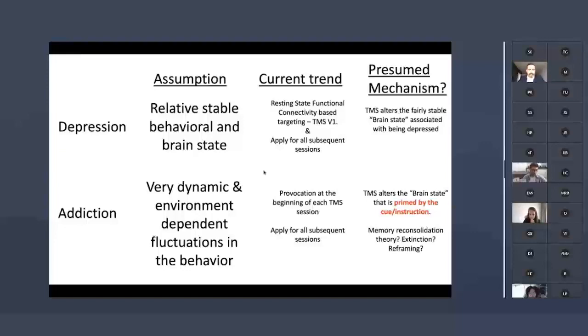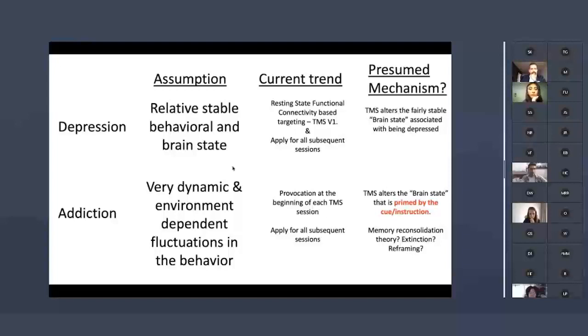The presumed idea in these studies that are using a provocation, either a script or cues, is that we're priming the brain state. We're kind of calling it into working memory, perhaps. And then we're applying TMS in order to manipulate this state. Rita Goldstein and I have had some interesting conversations about whether this is a memory reconsolidation mechanism or what's going on. I think there's a lot of work there.